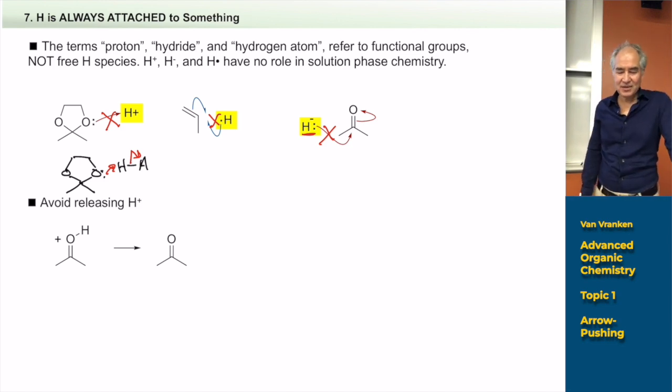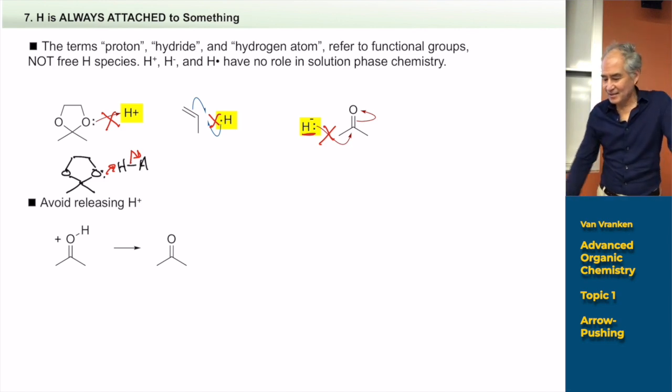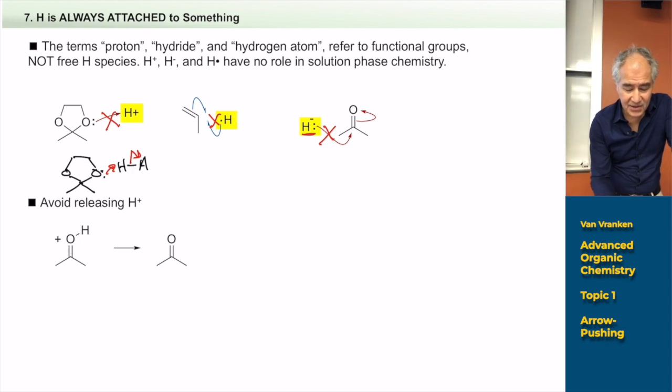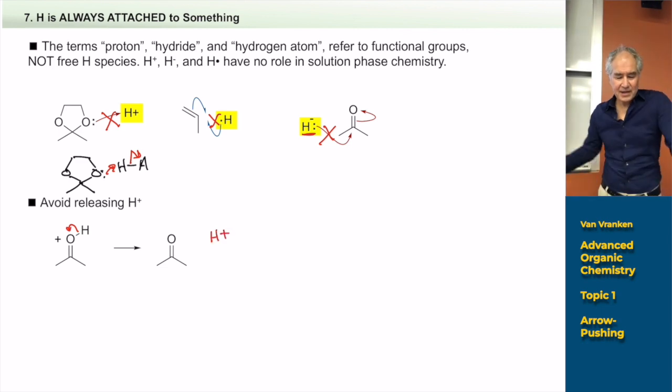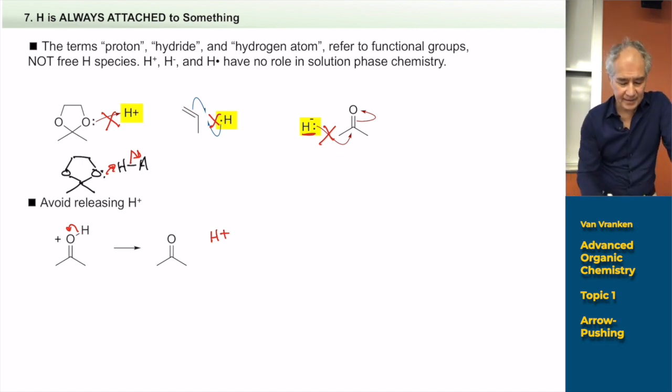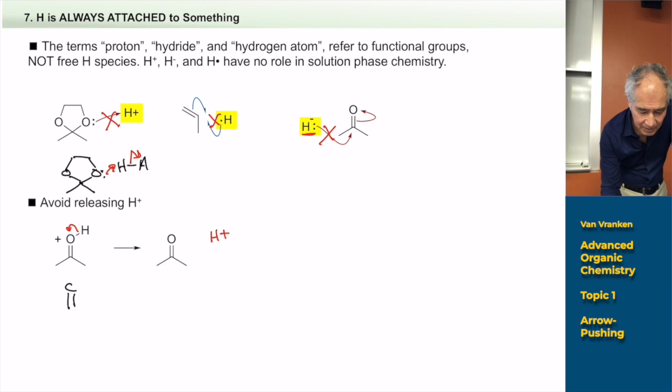Those species don't exist in organic reactions. It just doesn't make any sense. Okay, so the corollary to that is you need to avoid any step that's going to release an H+. So don't do anything that looks like this, right? That doesn't make any sense because then you're going to release this H+ species, and that's not right. So what you want to do in a case like this is kind of obvious. If you're under acidic conditions, you use A-.